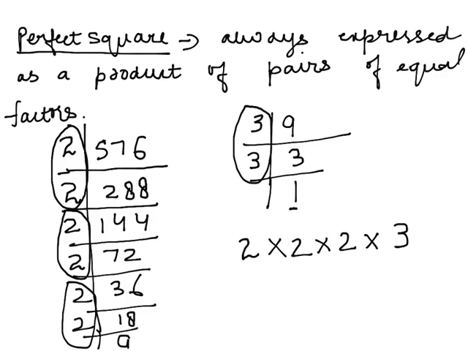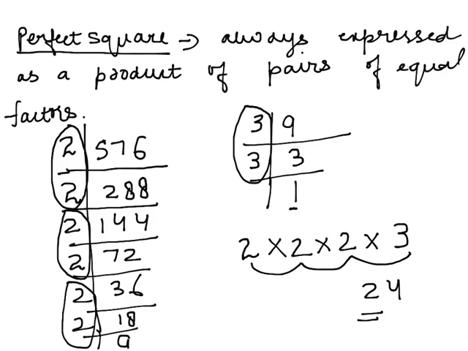So now we will multiply these numbers. How do we multiply? 2 times 2 times 2 is 8, and 8 times 3 is 24. It means 576 is a perfect square of 24. So this is the way we find out the perfect square by the prime factorization method, or check whether the given number is a perfect square or not.